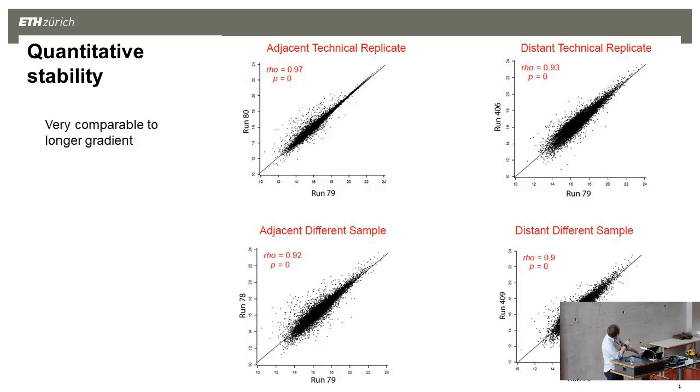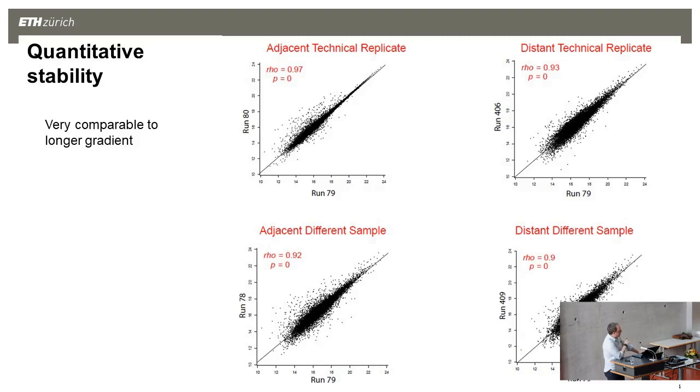If we look at distant technical replicates, run 79 and run 406, then we're still getting very good correlation, not quite as good as the adjacent technical replicates, but still fairly impressive. And again, you can look at adjacent different samples and distant different samples, and the correlations are a bit lower, but these are different biological samples. So this actually looks quite nice to us. I'm not showing the numbers, but it's very comparable to what we saw in the longer gradient data set. So this also seems like a good indication.